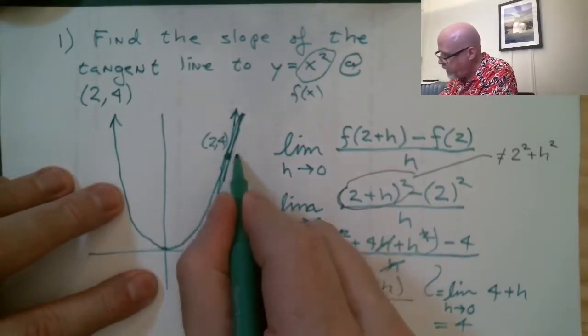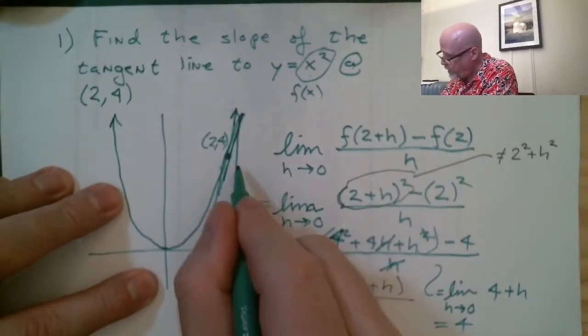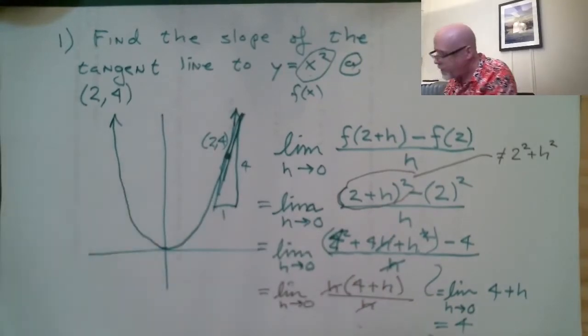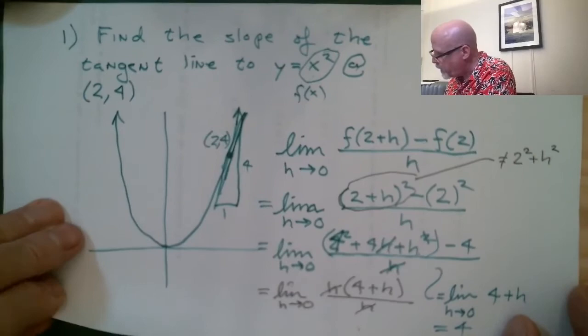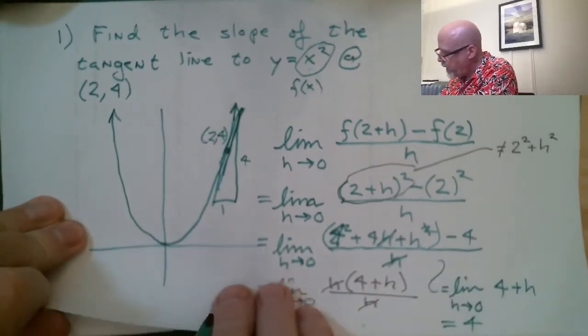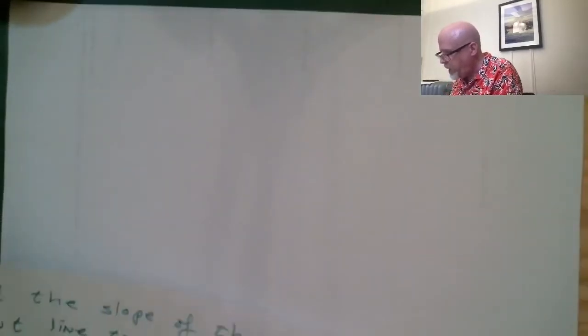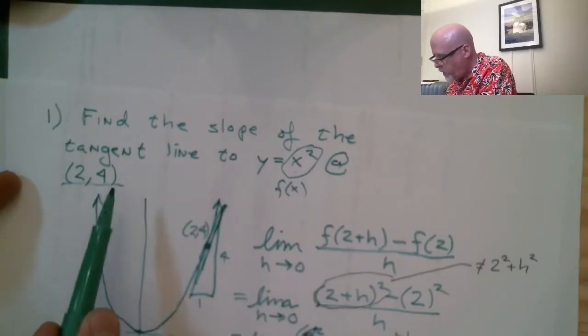Does this look like about a 4 to 1 slope? That's 1 unit, this is 4 units. Honestly, it looks like it's a little more than that, but it's close enough for government work. Okay, so that was finding the slope of the tangent line at a particular location. Let's next do it in general.